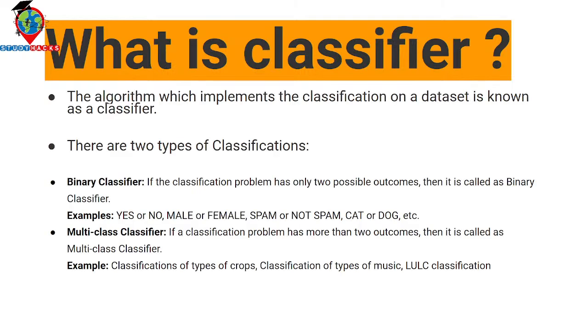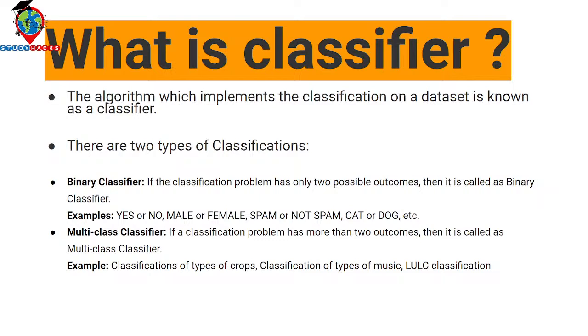Okay, so what is a classifier? Mainly, the algorithm which implements classification on a data set is known as a classifier. Suppose I have a data set, I create a data set. Now on this data set I want to apply a method, or algorithm. This algorithm is called one kind of classifier. Okay, so mainly we have two types of classifier. Okay, one is the binary classifier, another is the multi-class classifier.